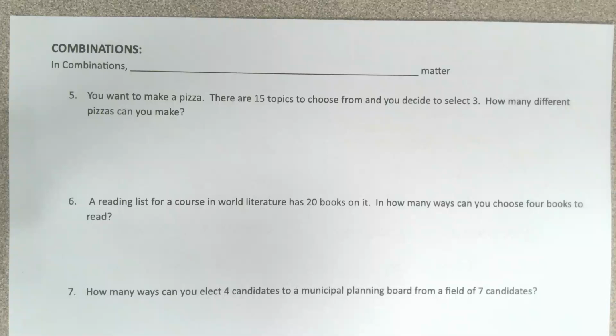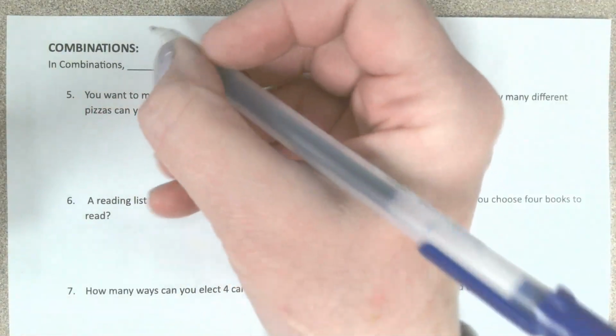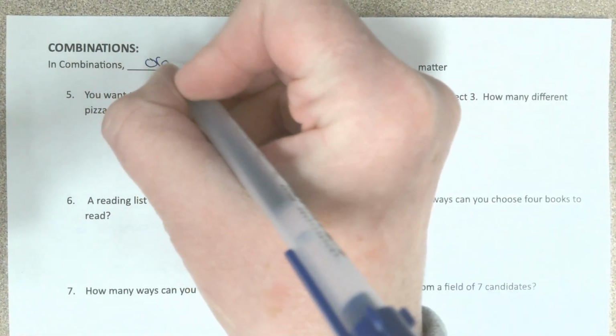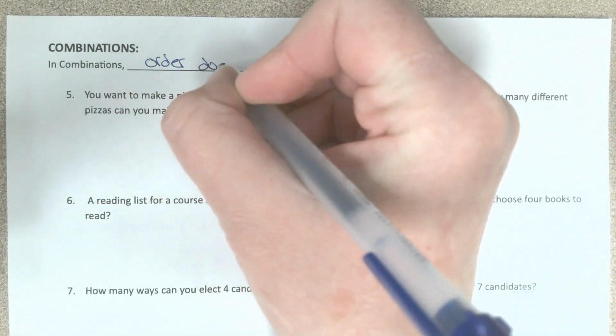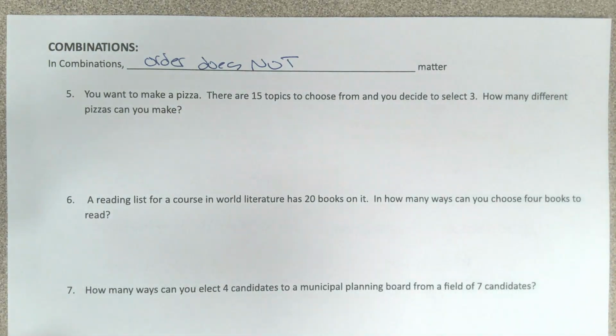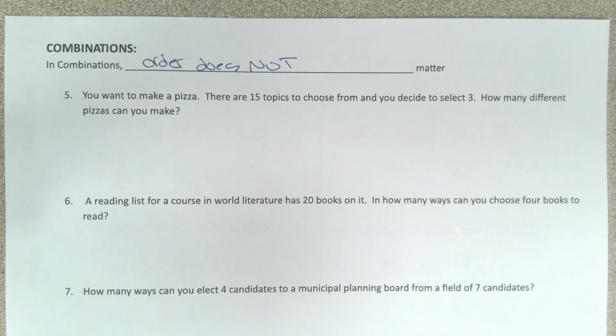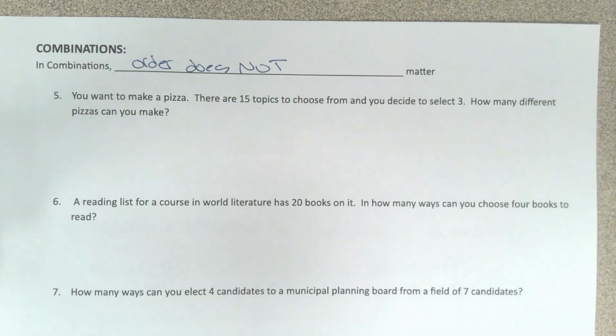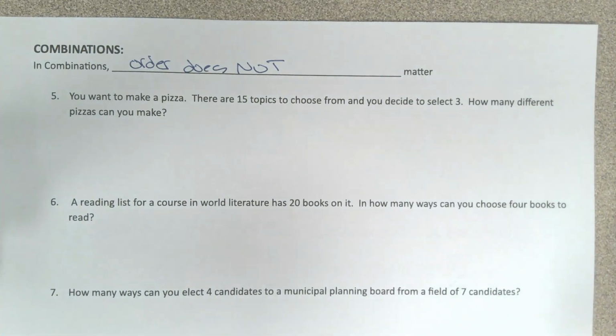All right, so all those were permutations. This backside is going to be combinations. And in combinations, the order does not matter now. We don't care.